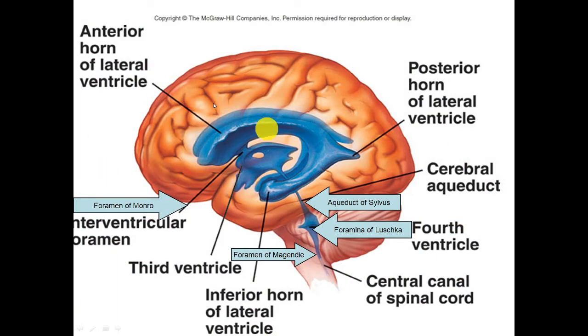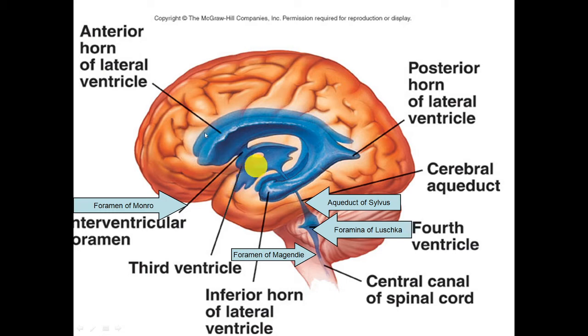So this picture right here is showing us these ventricles. They are inside the brain, and we have 4 of them. There are 2 of these kind of C-shaped lateral ventricles. They're called lateral ventricles because they are on each side. They're in each side of the hemisphere, the right side and the left side. So if you look at this, you can see that this diagram is trying to show you that there are 2. These are called lateral ventricles.